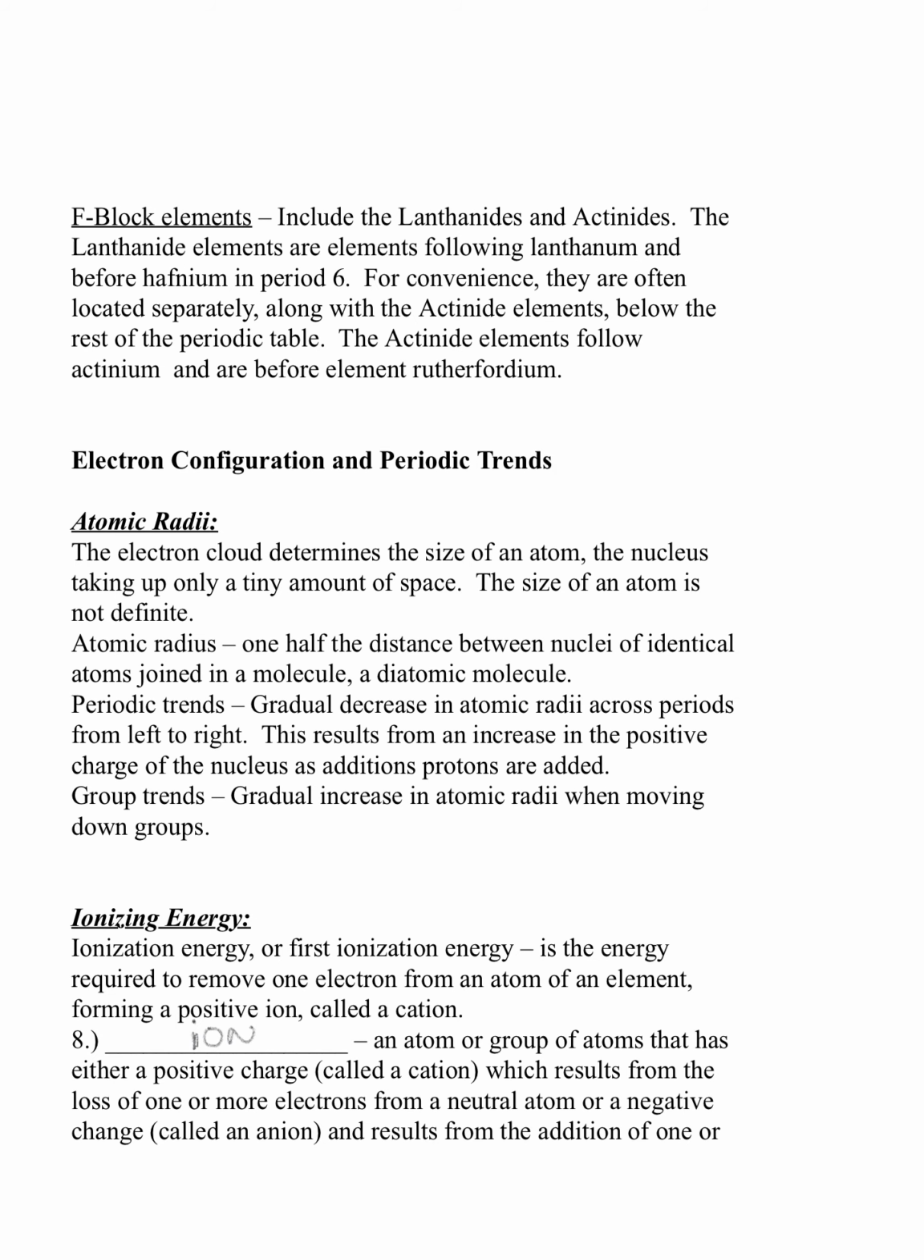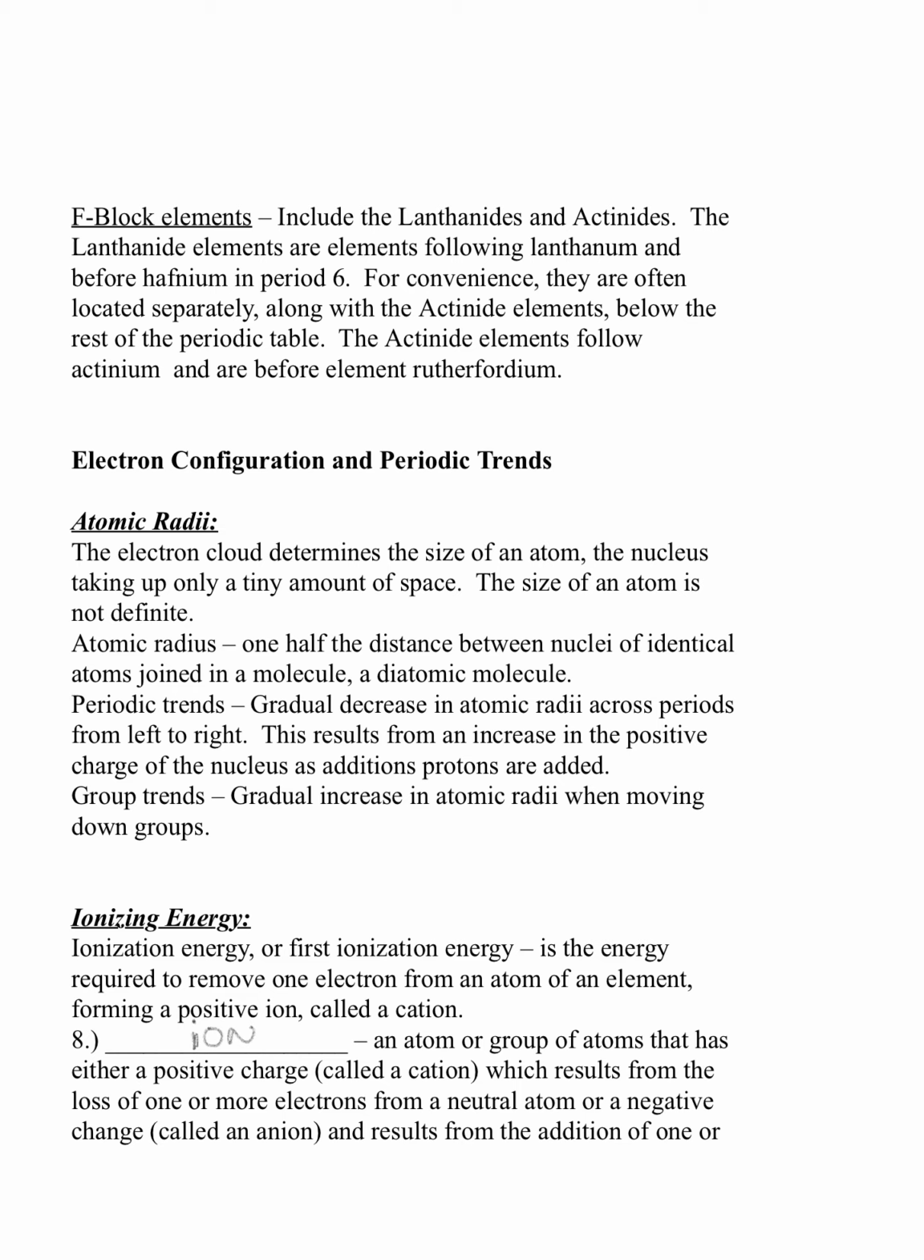So the F block elements include the lanthanides and actinides. The lanthanide elements are elements following lanthanum and before hafnium in period 6. And for convenience, they're often located separately along with the actinide elements below in the rest of the periodic table. The actinide elements follow actinium and are before the element rutherfordium.